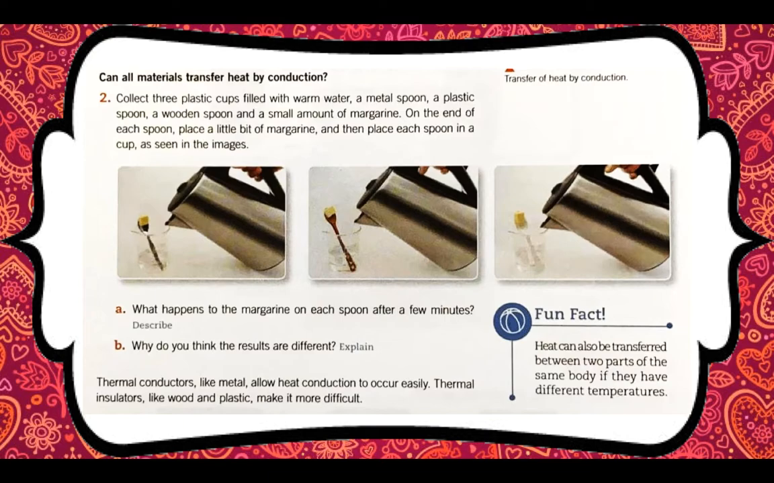What happens to the margarine on each spoon after a few minutes? Why do you think the results are different? Thermal conductors, like metal, allow heat conduction to occur easily. Thermal insulators, like wood and plastic, make it more difficult.